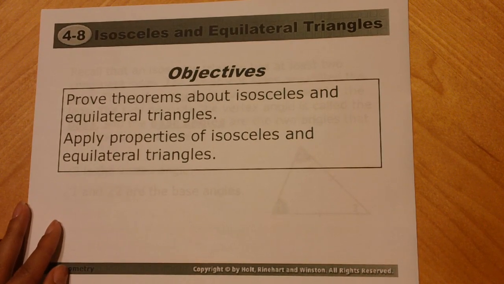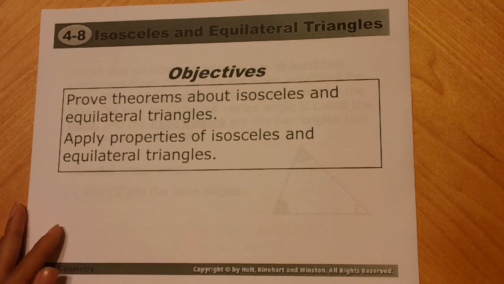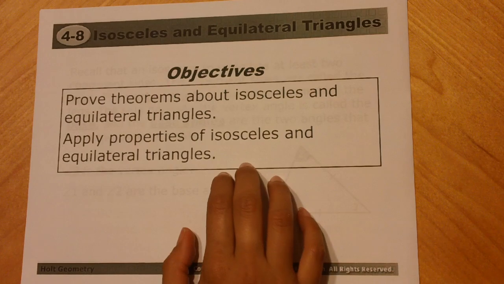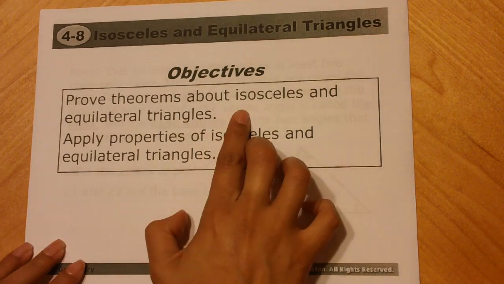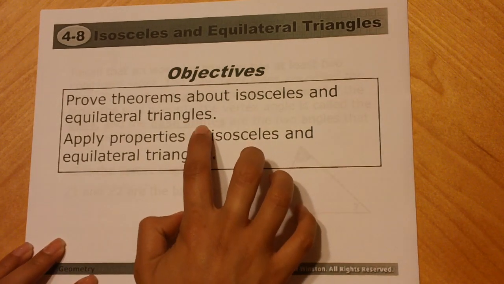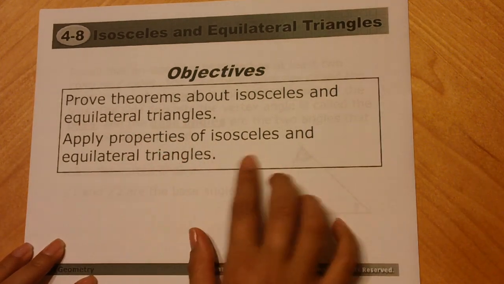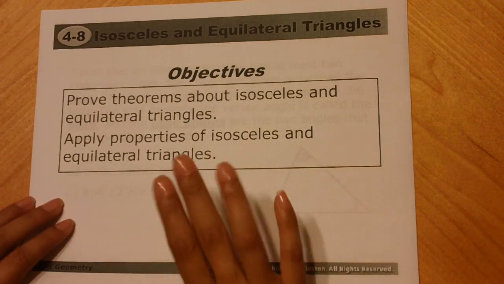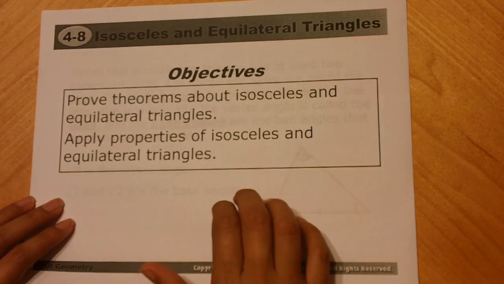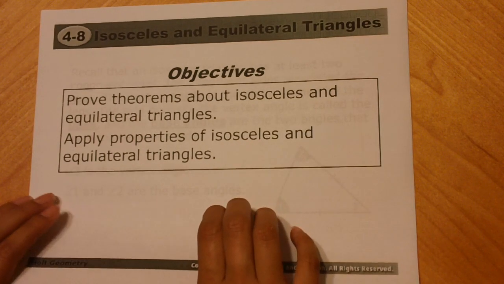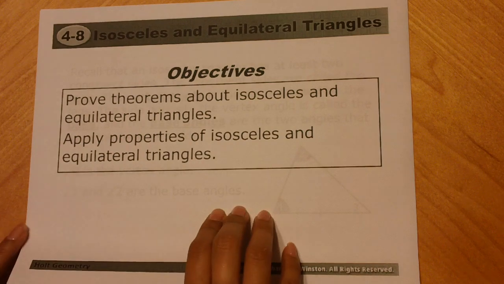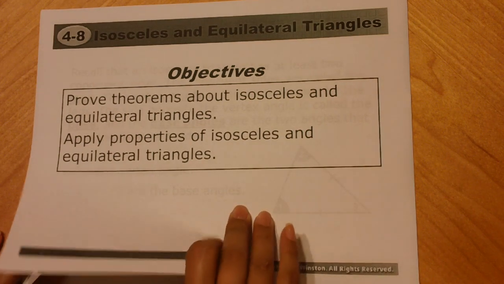Alright, this is chapter 4, section 8. We're talking about isosceles and equilateral triangles, so specific types of triangles. Your objective is to prove theorems about isosceles and equilateral triangles, and also to apply properties of these two types of triangles. Pause the video, write down your essential question. Don't forget to use your depth of knowledge chart to come up with the beginnings of your statements.